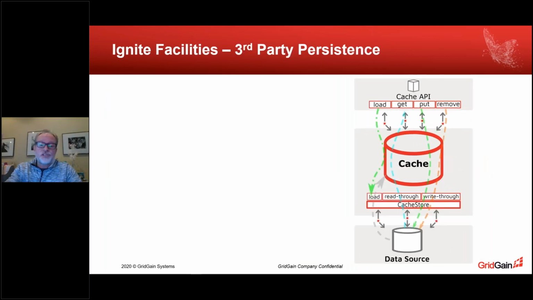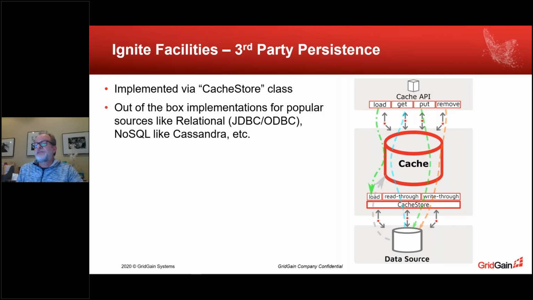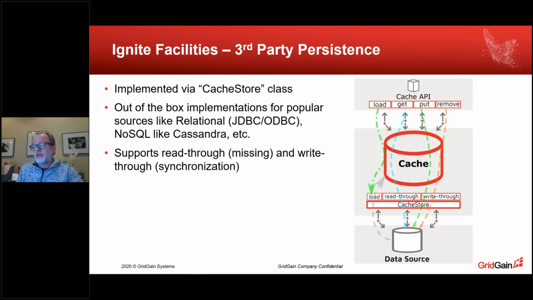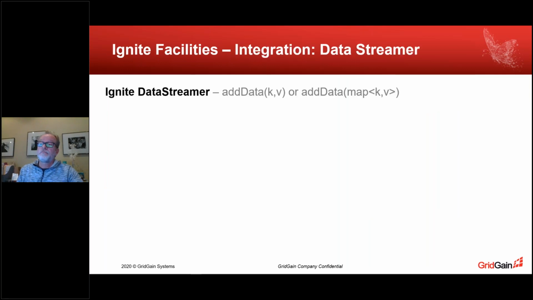All right, so I probably should have done this one before the Ignite one. The third-party persistence is implemented via a cache store. That's what you see here. And they come delivered out of the box. Popular ones come delivered out of the box with SQL and NoSQL databases. It provides read-through for missing entries and write-through for synchronization. So your cache and your database are in sync with anything you do with the cache. Again, it's got full ACID level transactionality, two-phase commit, synchronization to your Oracles and SQL Servers of the world.